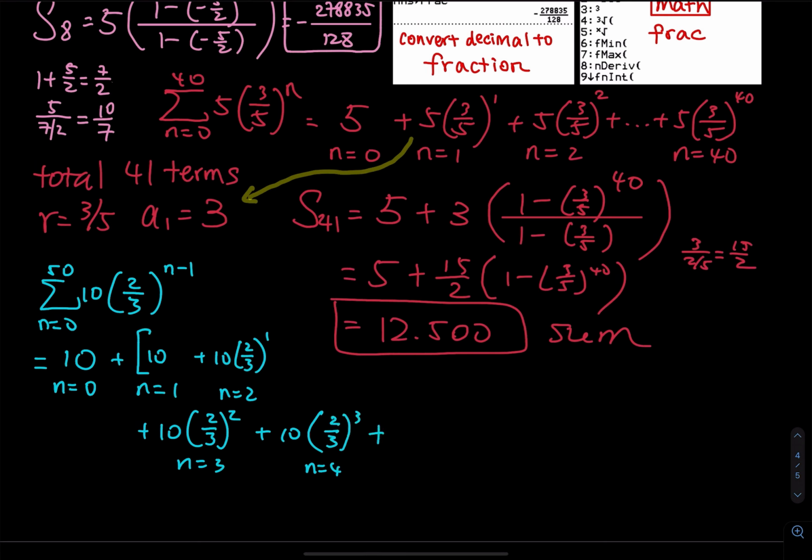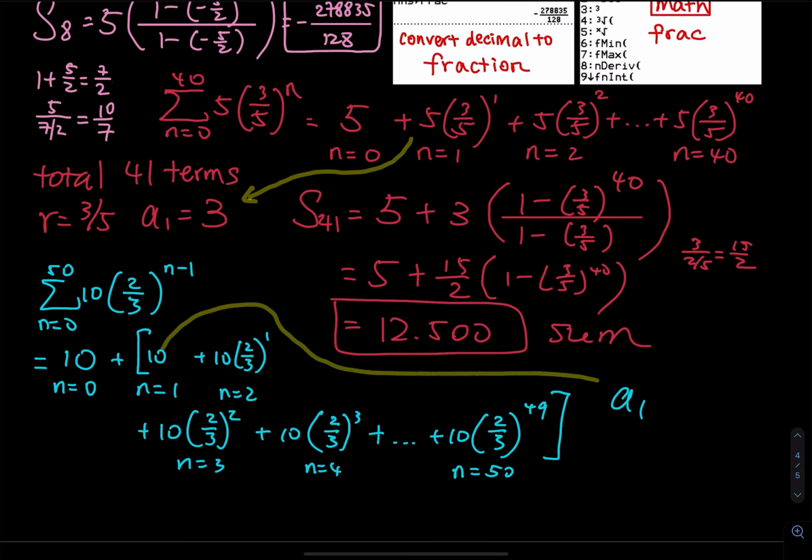And then we go all the way to where? We go all the way to the 49th, right? 10, 2 over 3, and then 49 power. This is n equals to 50. 50 minus 1 is 49. And then what is the first term? The first term is right over here. The first term is equal to 10. And then the r is equal to 2 over 3. And then the sum, 51 terms. So we have 51 terms. We have the n equals to 0, and then the rest of the 50.